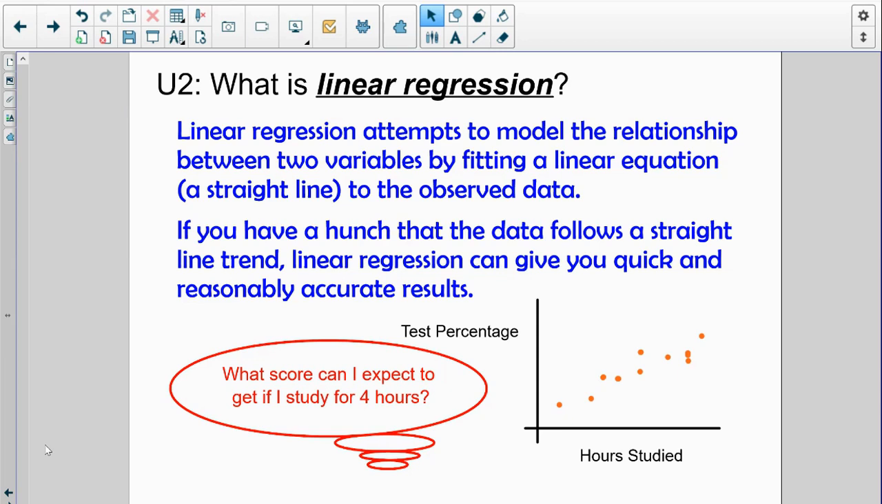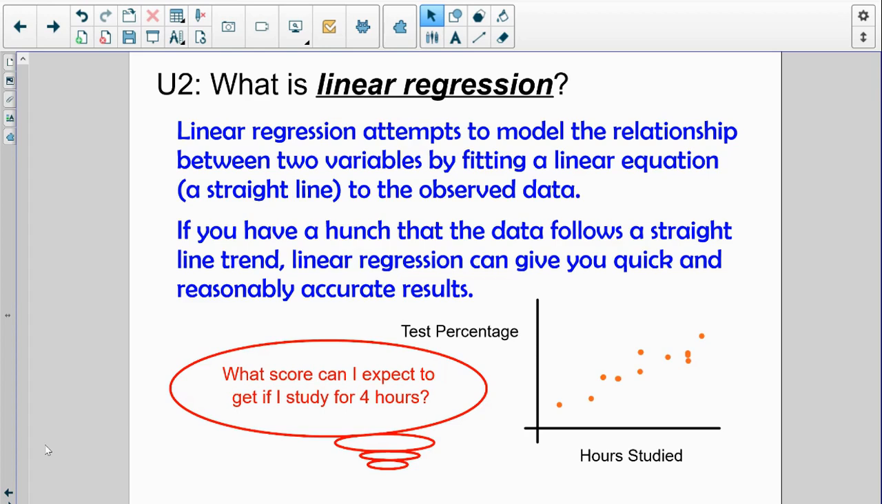All right, so today we begin Unit 2, which is titled Linear Regression. So let's start by talking about what is linear regression. Linear regression attempts to model the relationship between two different variables by fitting a linear equation or a straight line to the observed data. So linear, keep in mind, is everything about lines. We just reviewed that in Unit 1.